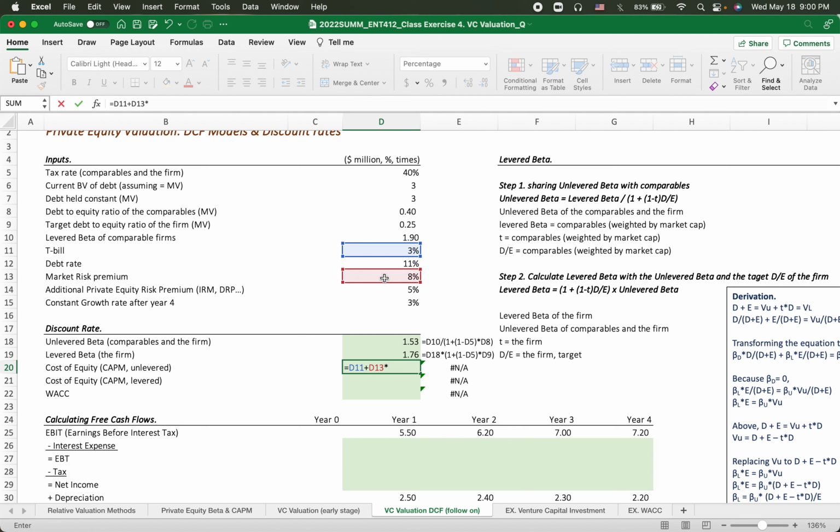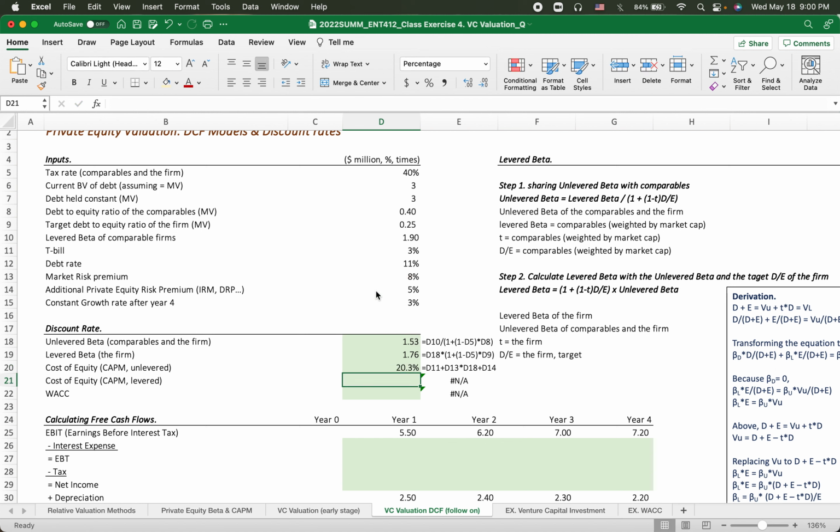Now we apply this CAPM model, with the unlevered beta. Where is it? Right, this one. And then we need to consider if we found some additional private equity risk premium, for example, the illiquidity risk premium or default risk premium, right? And then we put it here. So 20.3%. 20.3% is the unlevered cost of equity. Now, the levered cost of equity is just simple.